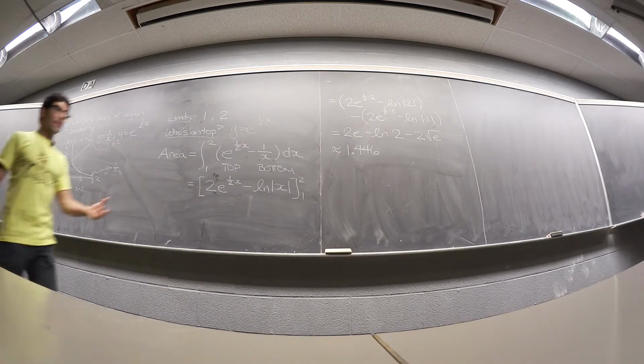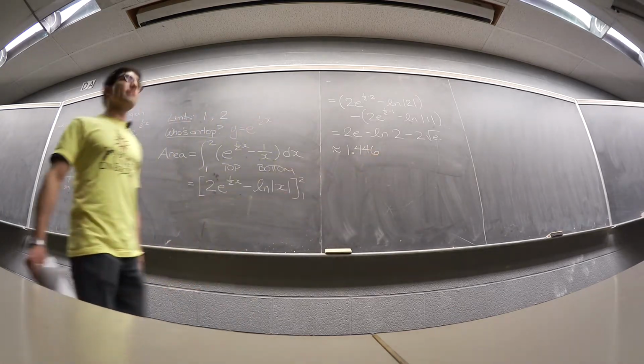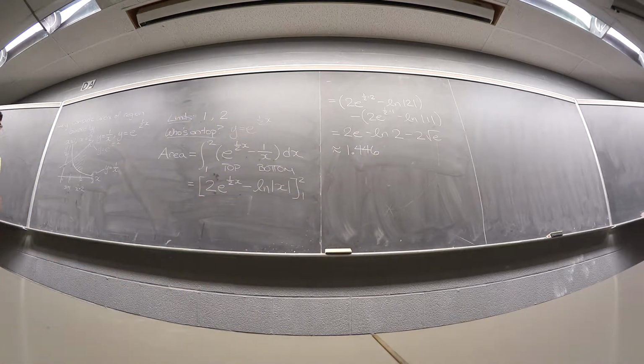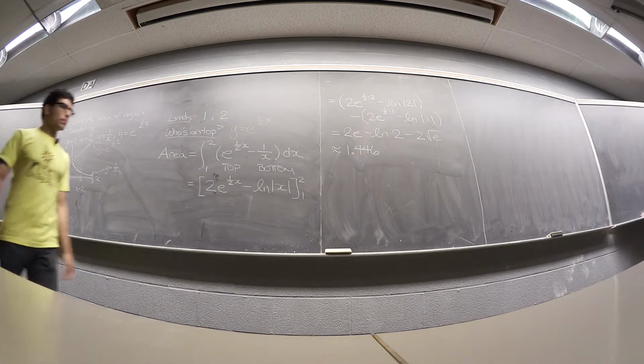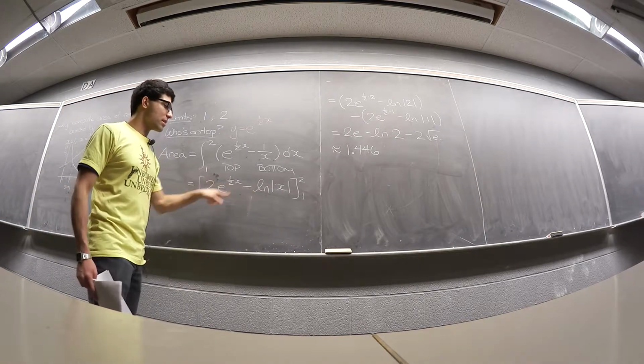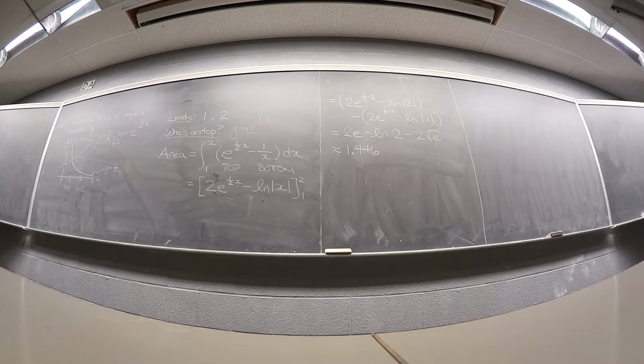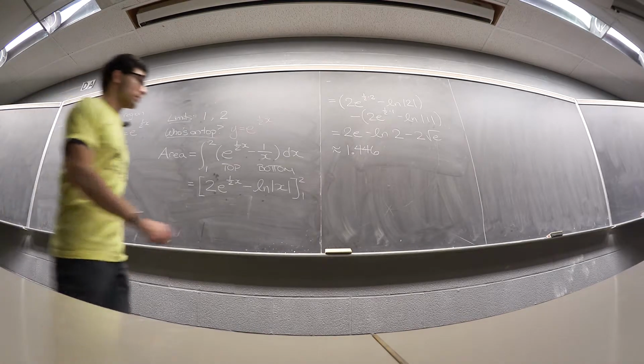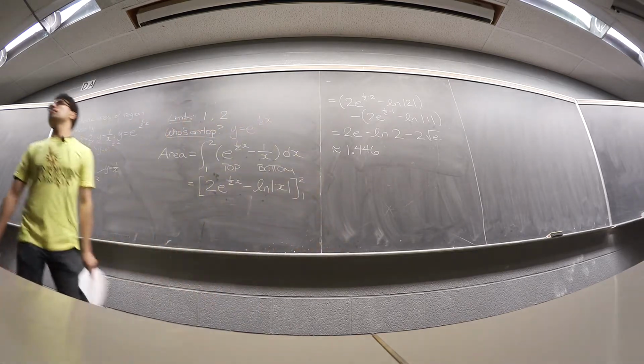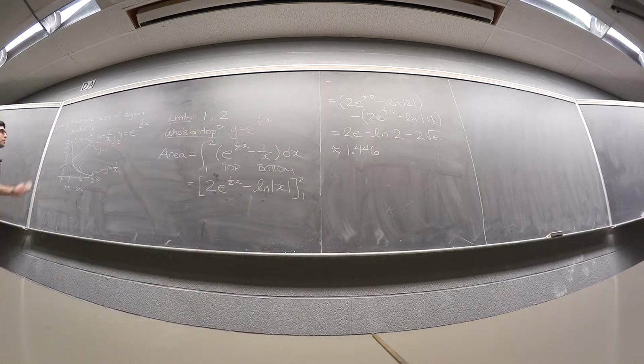Our answer is not negative, which is good news. It's an area, it better be not negative. If you got a negative answer, one of the first things you can check is, did you get these guys flipped around? Did you think the bottom guy was on top and the top guy was on the bottom? So make sure you go top minus bottom. And that's that. Questions? Okie dokie.